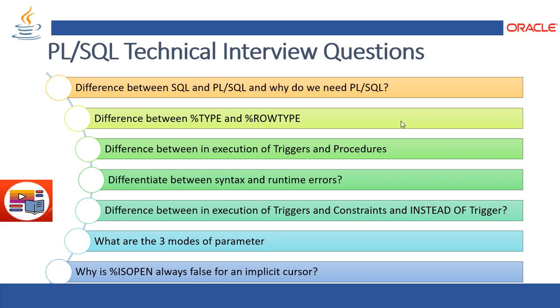Why is is open always false in an implicit cursor? Because an implicit cursor always executes the DML statement. While the DML statement executes, the implicit cursor is open and is closed immediately after the execution. So that's why is open is always false for an implicit cursor.